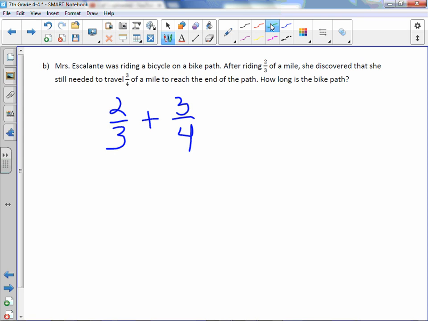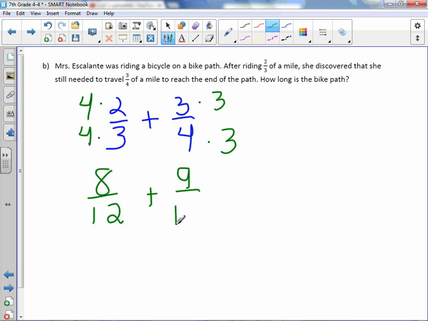Our least common denominator between 3 and 4 is 12. So multiply the first fraction by 4 and the second fraction by 3. And we would get 8 over 12 plus 9 over 12, which equals 17 over 12. And as a mixed number would be 1 and 5/12 miles.